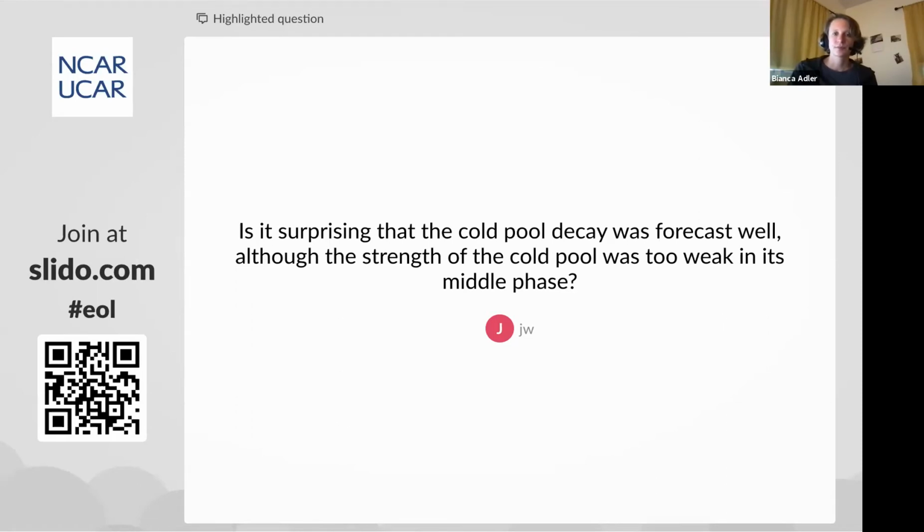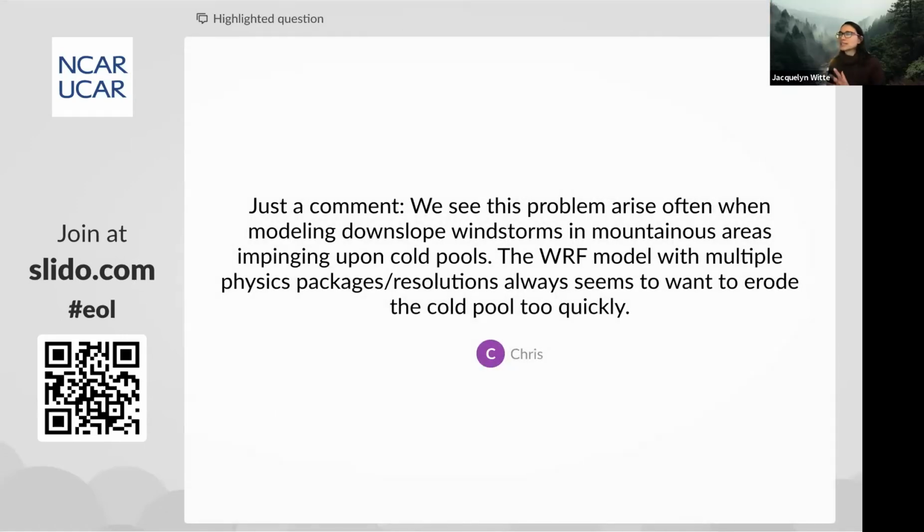Thank you, JW. We have a question from Chris. Well, it's a comment. We see this problem arise often when modeling downslope windstorms in mountainous areas impinging upon cold pools. The WRF model with multiple physics packages and resolutions always seems to want to erode the cold pool too quickly.